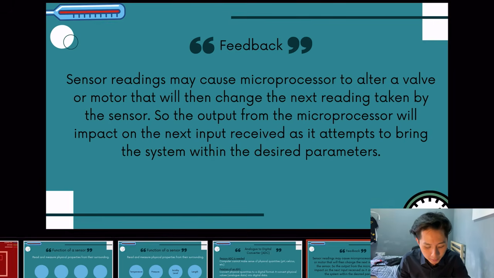We can read here, sensor readings may cause the microprocessor to alter the valve or motor. This means that the sensors will sense something and then tell the CPU to control the valve or motor and change the next reading taken by the sensor. Because of the action that's being taken, the reading that is received by the sensor will change. And the output from the microprocessor will impact on the next input received as it attempts to bring the system within the desired parameters. So let me show you an example of what a feedback is like.